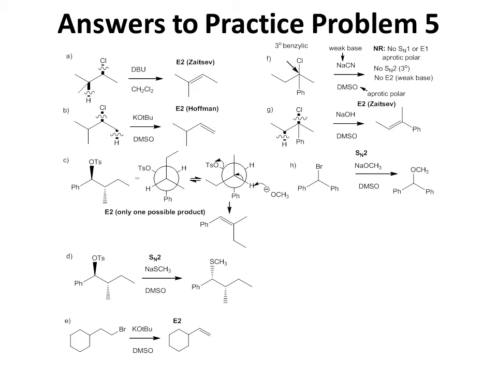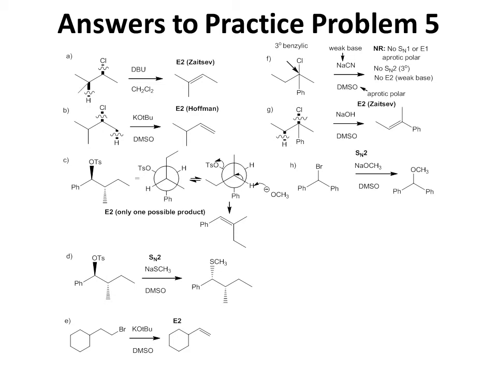In part E, we have tert-butoxide again, and we have a primary alkyl bromide. Tert-butoxide will perform an E2 reaction even with a primary carbon bearing a leaving group, and so we get a terminal carbon-carbon double bond.